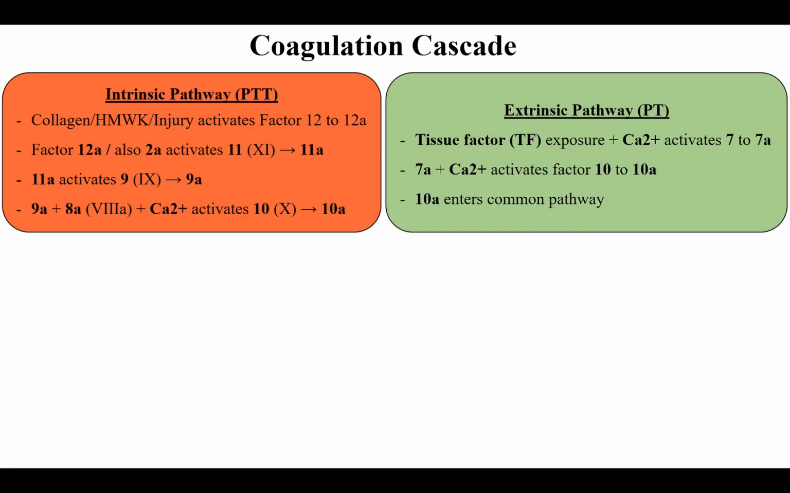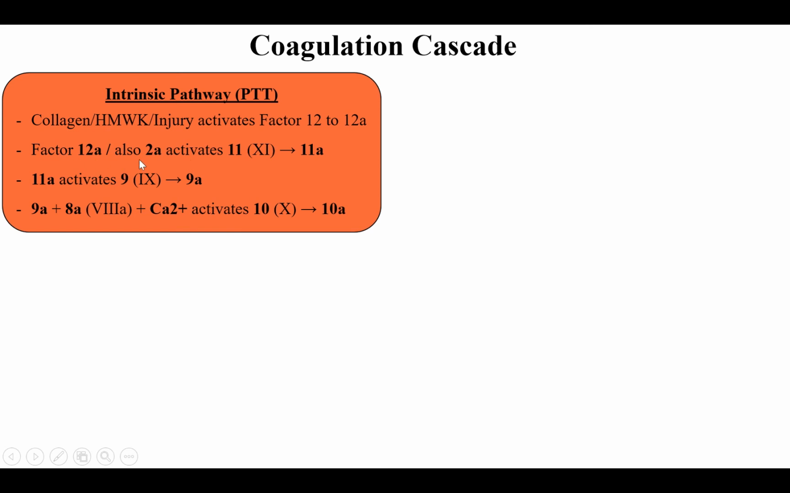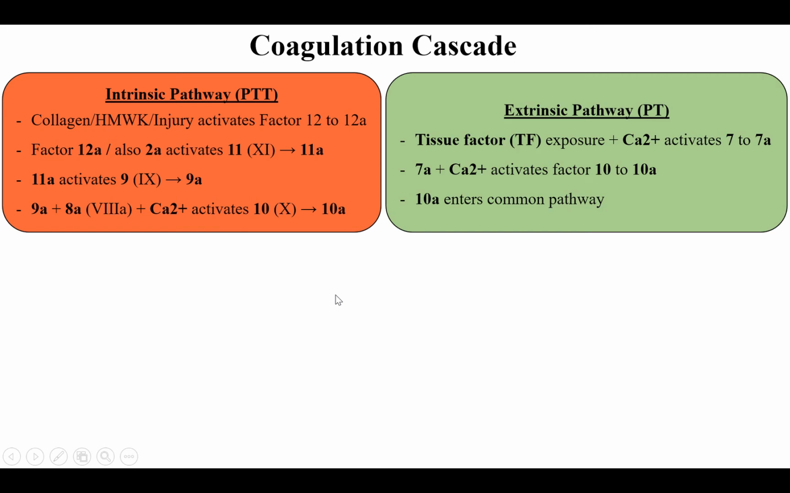So quick review of the intrinsic, extrinsic, and common pathways of the coagulation cascade. Anytime you have collagen exposure, high molecular weight kininogen stimulation, and injury, that activates factor 12 to factor 12A. Factor 12A along with factor 2A activates factor 11 into 11A. 11A activates factor 9 into 9A. 9A plus 8A plus calcium activates factor 10 into factor 10A, which goes into the common pathway.